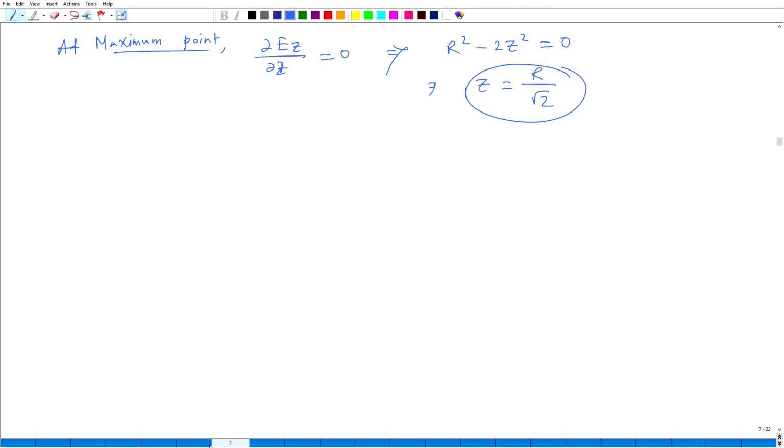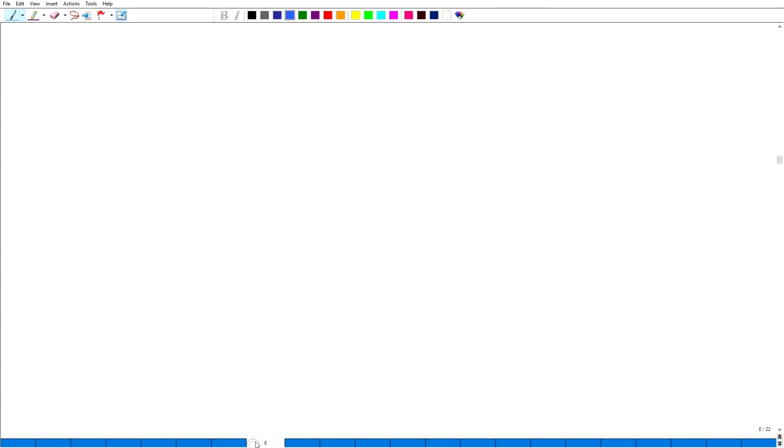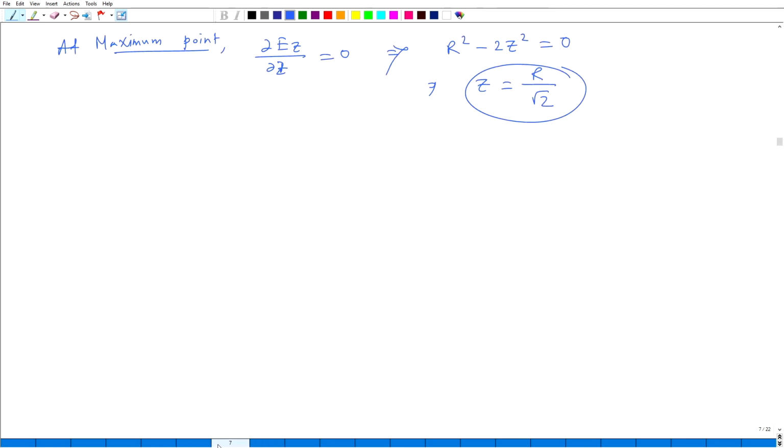So z is plus or minus r over root 2, that is, 1 over root 2 or minus 1 over root 2. At a distance z from the center along the perpendicular axis, at a distance r by root 2, the electric field becomes maximum.